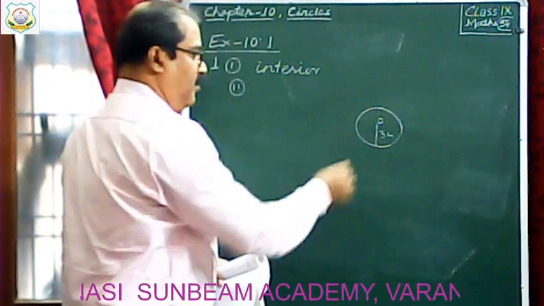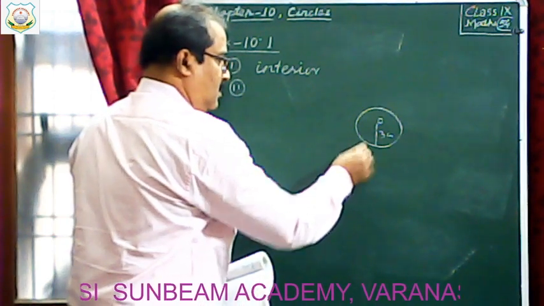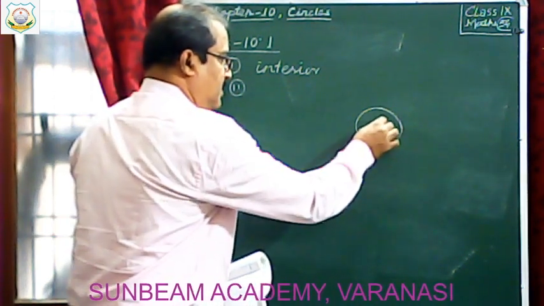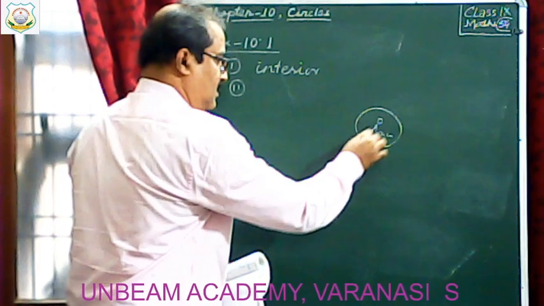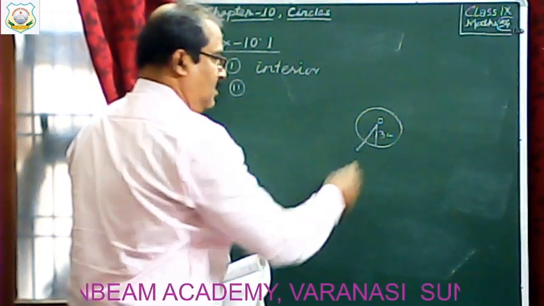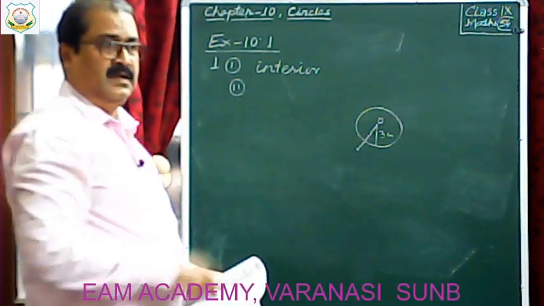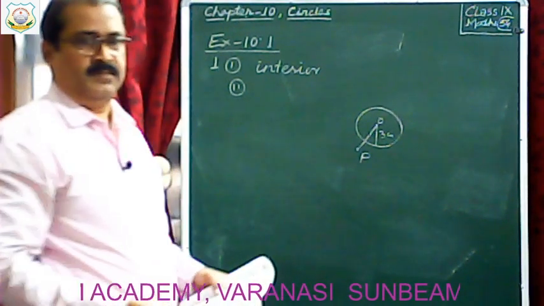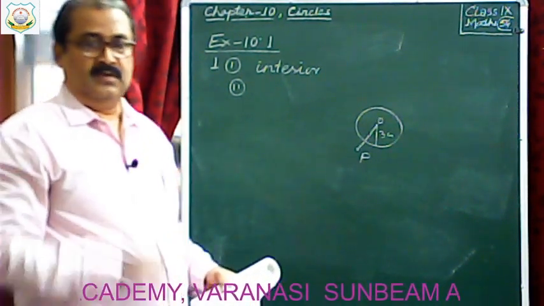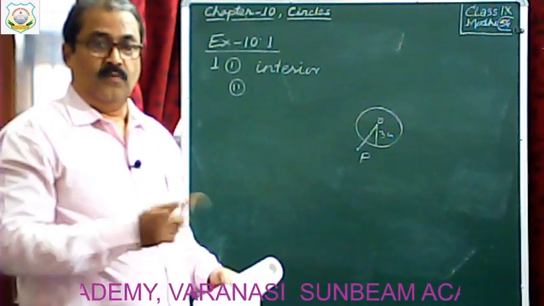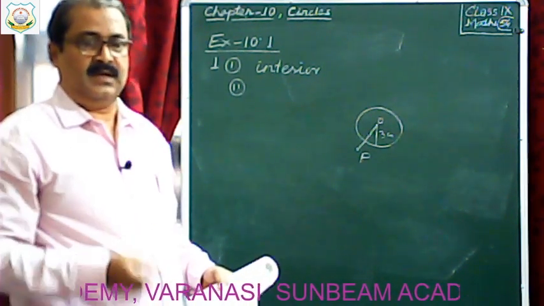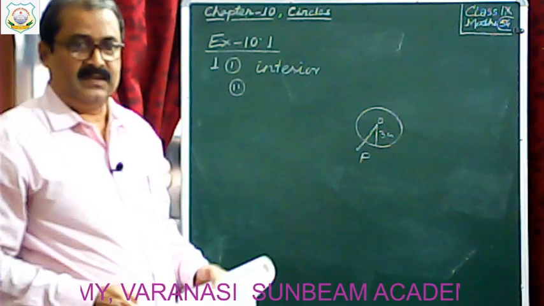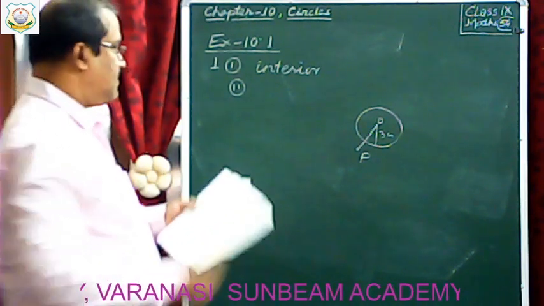A point which is 5 centimeter away from the center. If we join this, is it interior to the circle or exterior to the circle? So very simple. If a point whose distance from the center is more than the radius, then definitely that point must be outside the circle. So it is exterior.